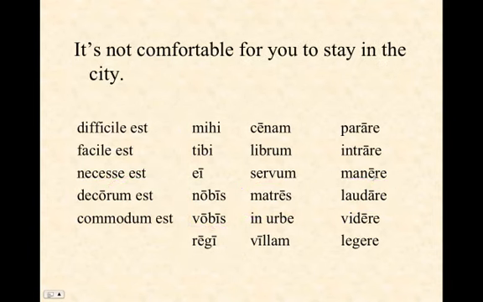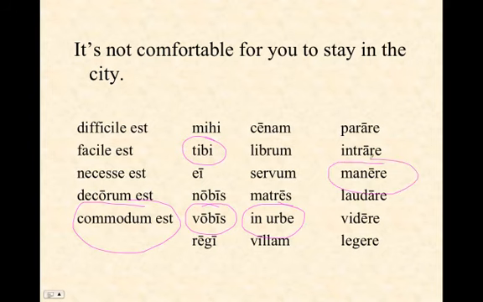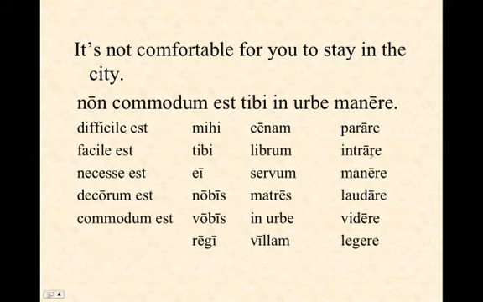It's not comfortable for you to stay in the city. All you need to do, it's comfortable, would be commodum est, and you're just going to add non before commodum. For you, now remember, probably tibi or vobis would be fine here. It's vobis if it's for you plural, tibi for you singular. To stay in the city. Notice here, we don't have a direct object of the infinitive. We have a location where the infinitive is taking place. And to stay, manere. Non commodum est tibi in urbe manere.